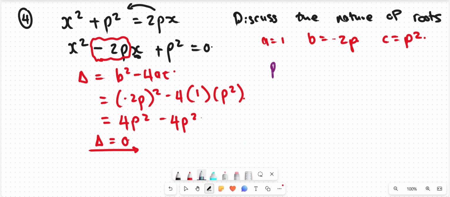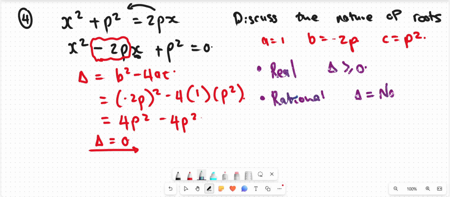So the fact that it's a 0 tells me that they're real, because again, real is always greater than or equal to 0. It tells me that these roots are rational. So if it's equal to 0, it's rational. 0 is a perfect square. If you square root 0, you end up with a 0. So the fact that it's 0 tells me this guy is a perfect square, so it has to be rational. And lastly, these roots are going to be equal, because remember, equal roots are the ones where the discriminant is equal to 0.